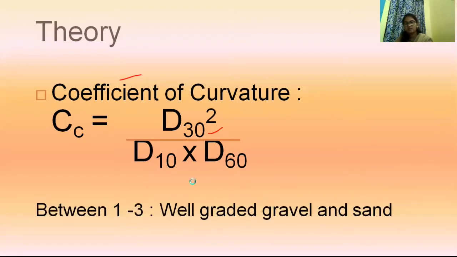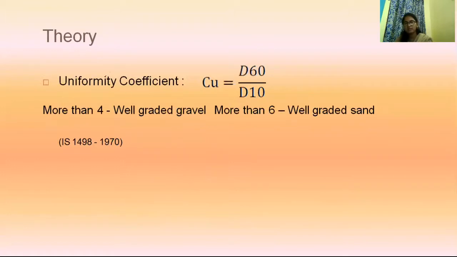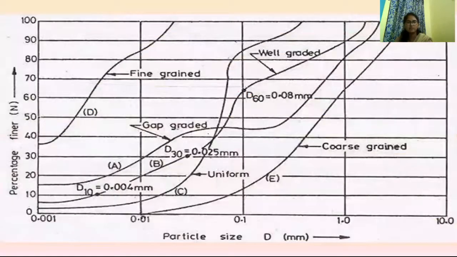The value should be between 1 and 3. The uniformity coefficient Cu is equal to D60 by D10. Now the graph is a well-graded sample. Well-graded means it consists of all types of particles: coarse grain, fine grain, and intermediate particles all come under well-graded.